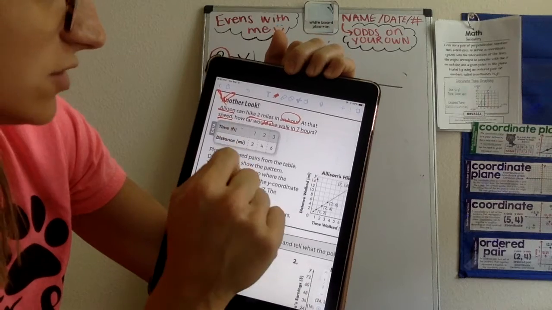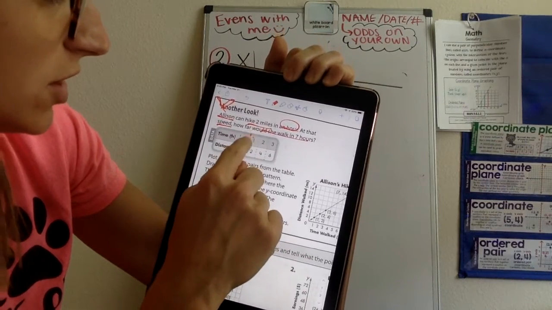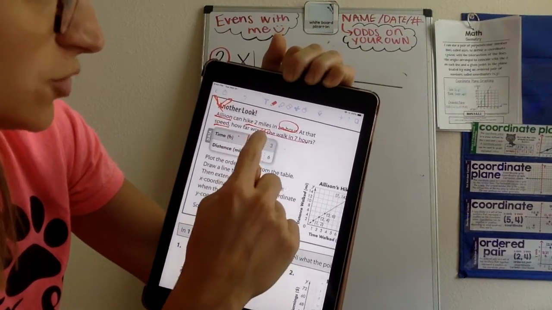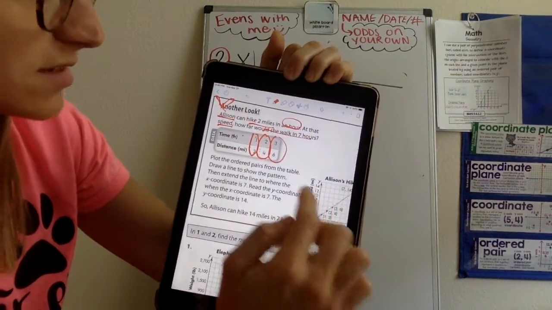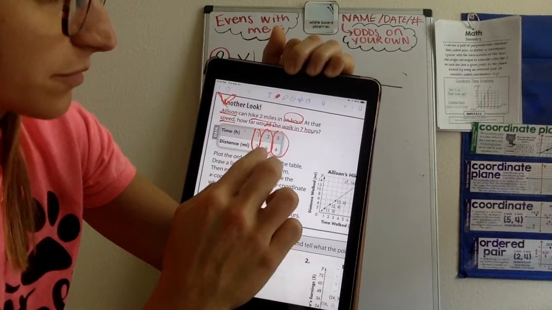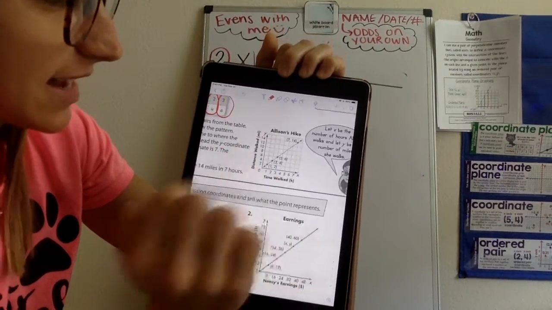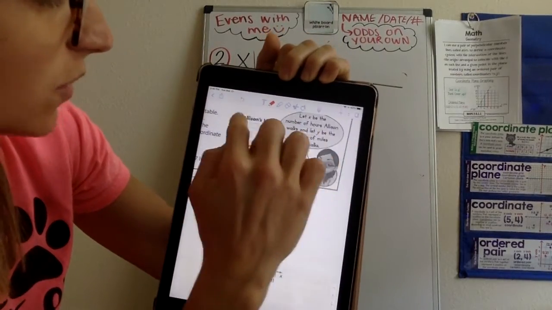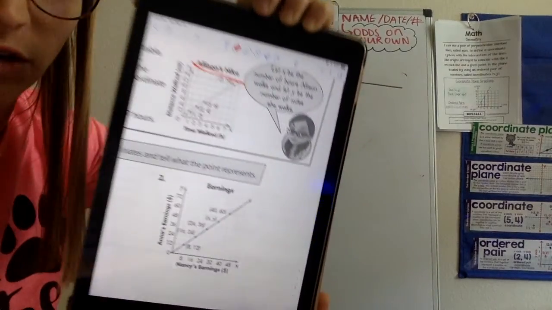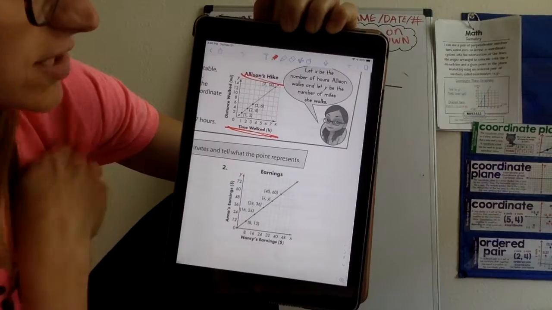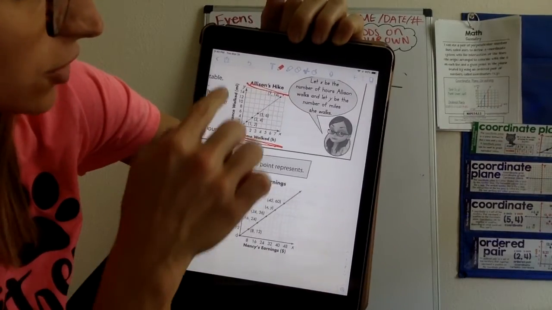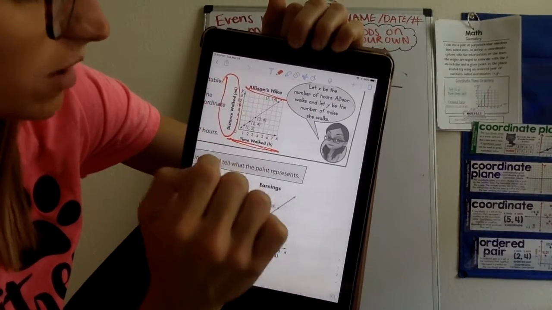So they kind of made it into a chart. They said, okay, for 1 hour, she went 2 miles. For 2 hours, she walked 4 miles. And for 3 hours, she walked 6 miles. That data is the exact same as it is in here, okay? So Allison's hike, we're going to check out the title. That's what it's all about. The x-axis says it's her timed walk in hours. Her y-axis says it's her distance walked in miles.